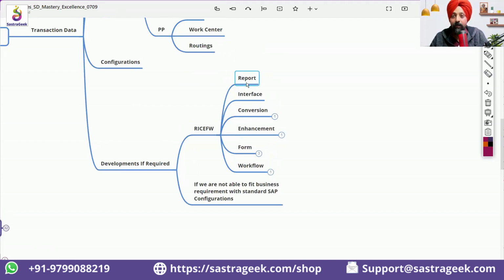Now, a customer can say, I need a specific report where I would have all my materials. For all the materials I have, what is my purchase order quantity? What is my purchase requisition quantity? What is my delivery quantity? What is my sales order quantity? And what is the demand versus supply? And how many days of supply do I have? That is kind of my requirement.